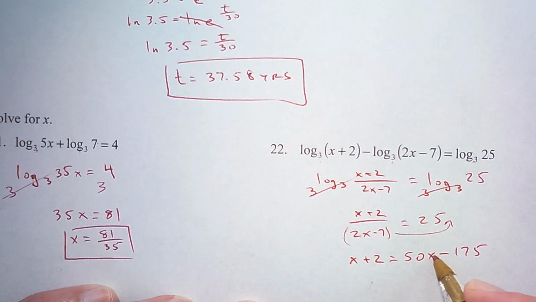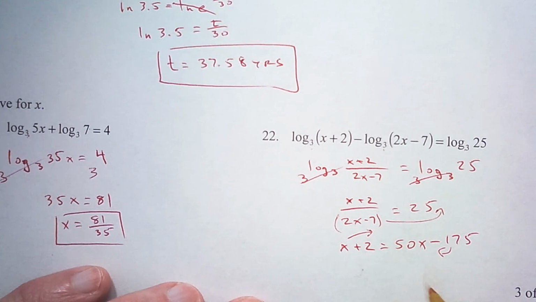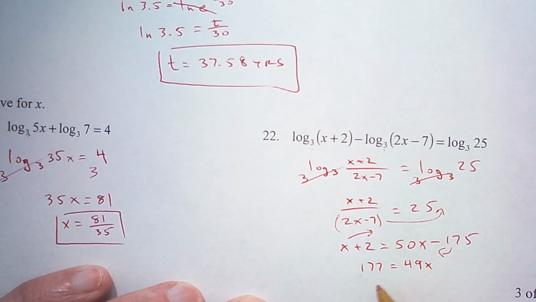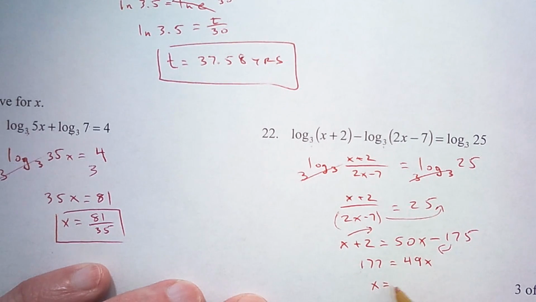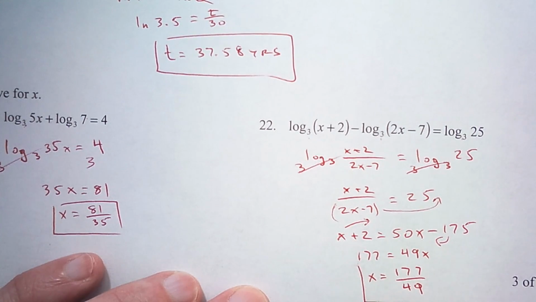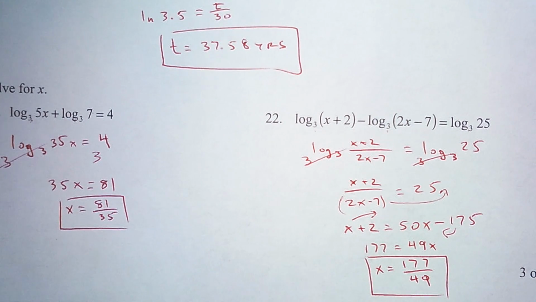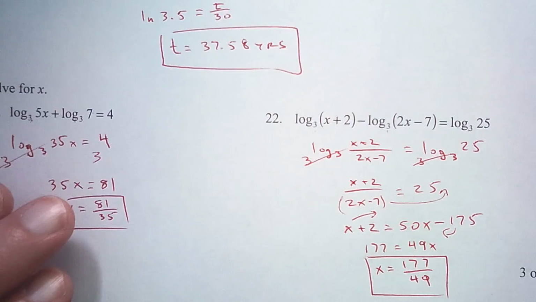Okay, so now let's get the x's over to the right and the constants over to the left. So I have 2 plus 175, that's 177, equals 50x minus x, that's 49x. And I can divide, so I get x equals 177 over 49, and that does not simplify. If you can simplify, do so, but this does not simplify.